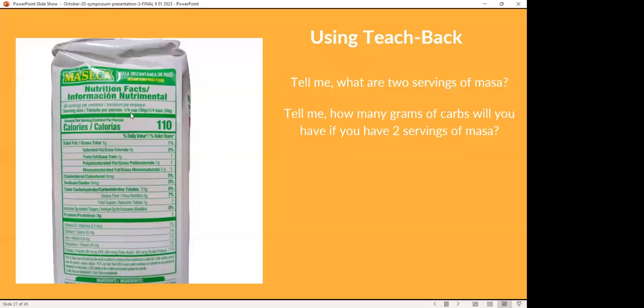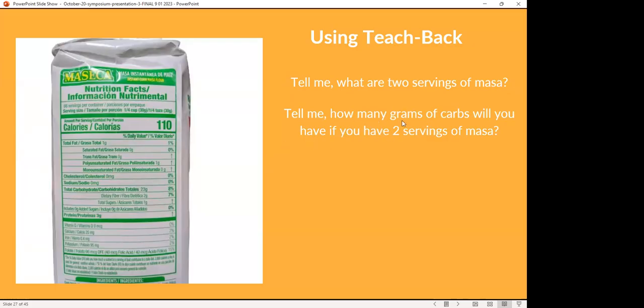So what are the answers? 1/4 cup is 1 serving, but what are 2 servings? So they can tell you 1/2 cup, or if they are measuring it in grams, they can tell you 60 grams. Either one of them is correct. If they're looking at you like, I have no clue what to say, you know right away that they have no clue.